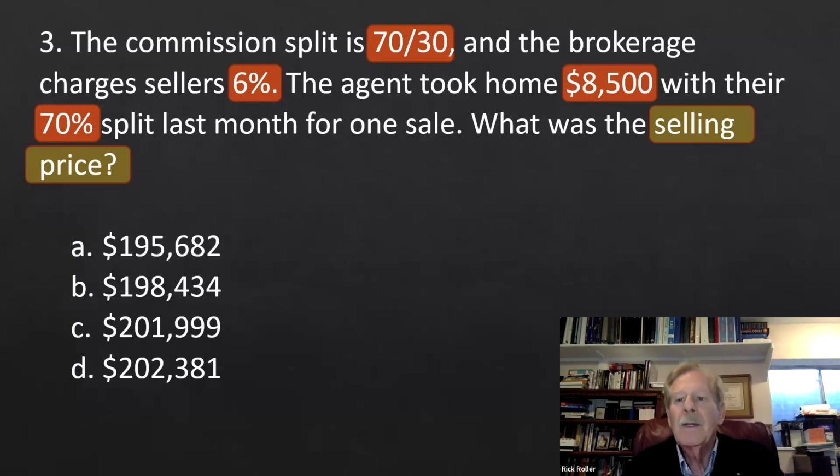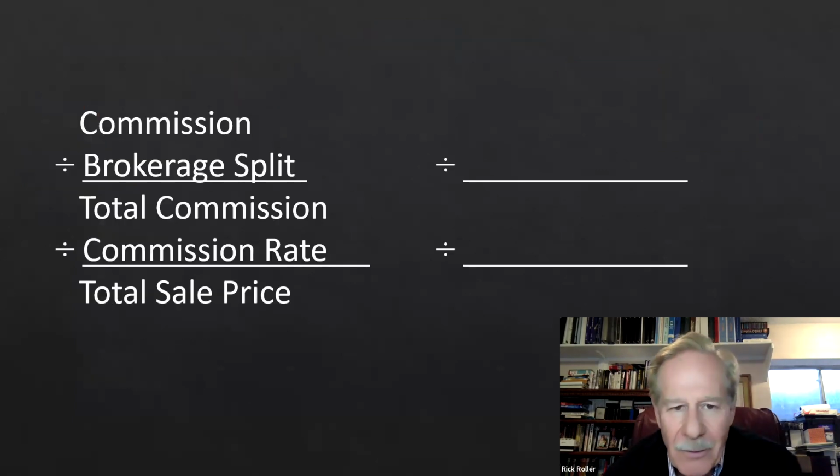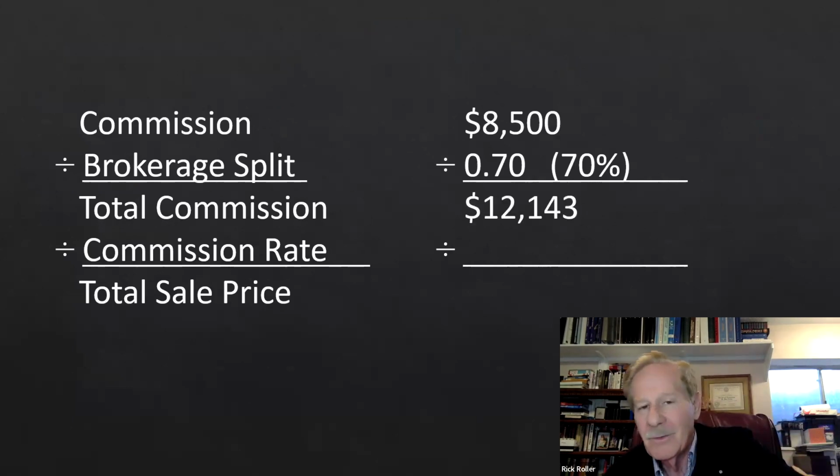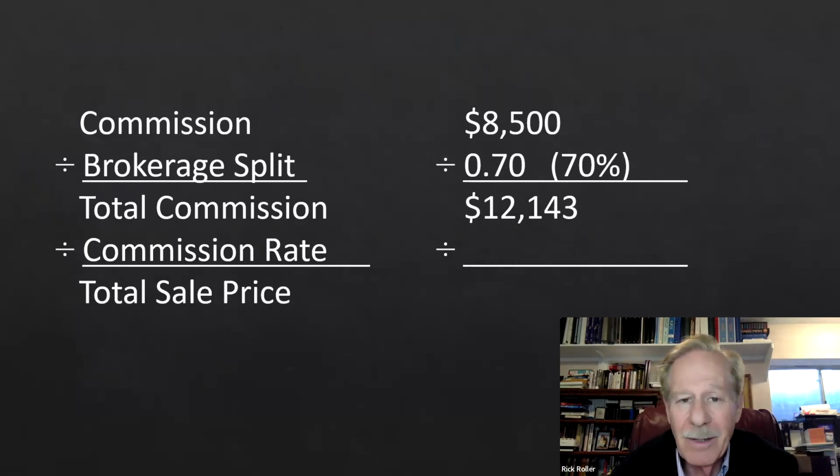All right, so what we have to do here is just run it out. First of all, the commission was 6%, which was $8,500. The brokerage split was 70. So for the total commission, you divide your portion of the commission, 70%, into what you received, and that's going to give you the whole commission. Now, if you're uncomfortable with that and you really want to check it, you could take the 12,143 times 70%, and you're going to come up with the 85.